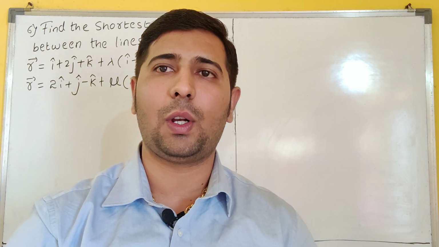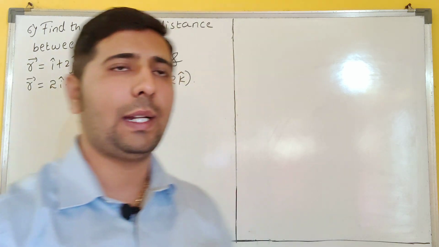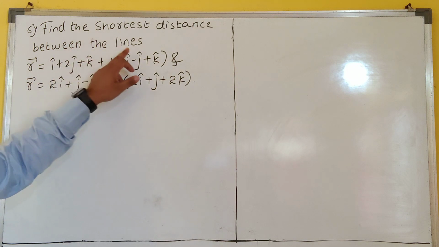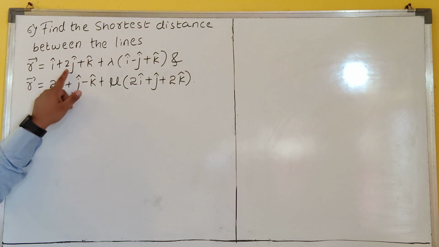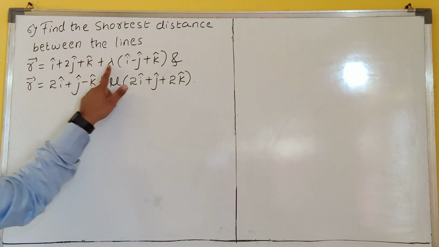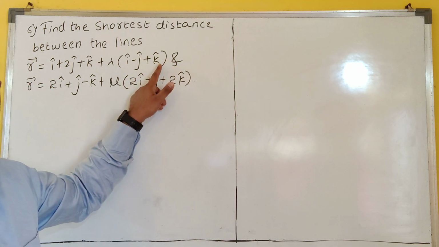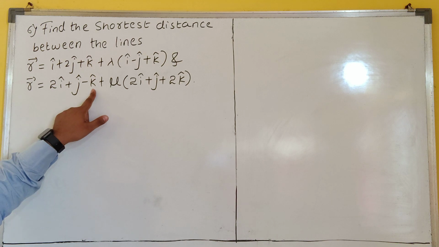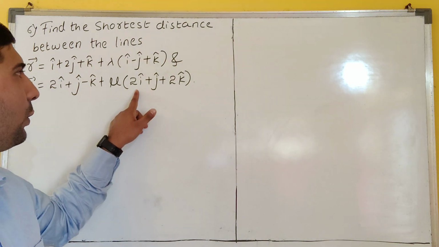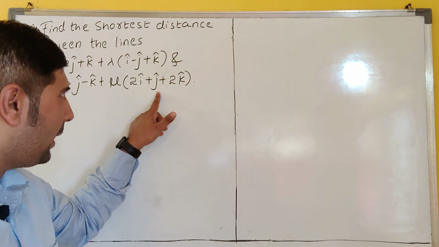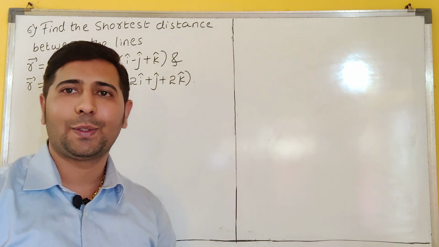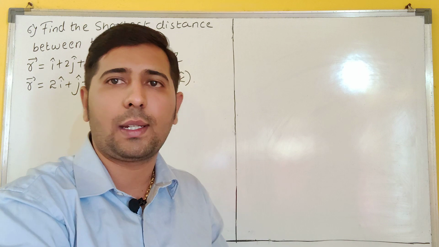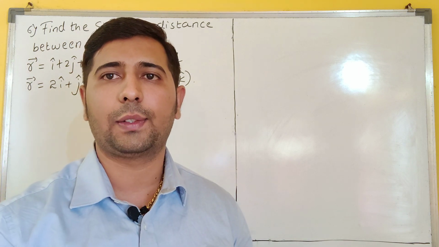In the last class we have solved question number 5. Now let us see the next question, dear students. Find the shortest distance between the lines vector r is equal to i cap plus 2j cap plus k cap plus lambda into i cap minus j cap plus k cap and vector r is equal to 2i cap plus j cap minus k cap plus mu into 2i cap plus j cap plus 2k cap. So this is the question, dear students. So he has given what? Find the shortest distance between the two lines.